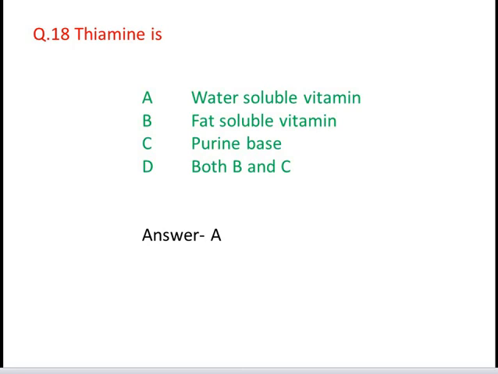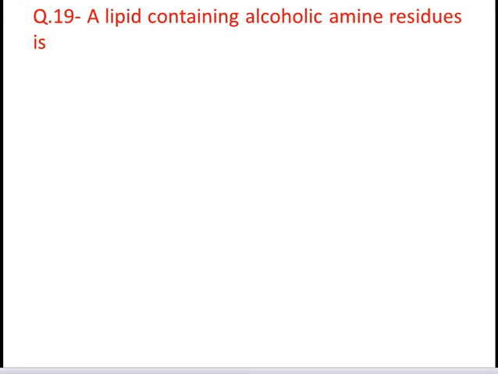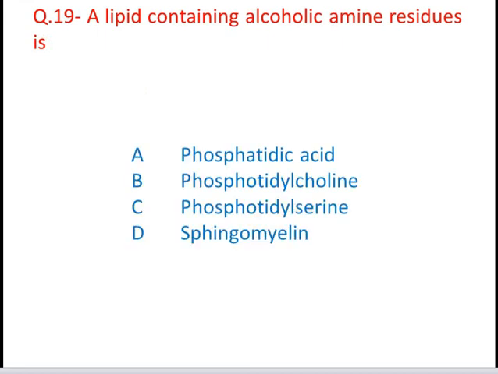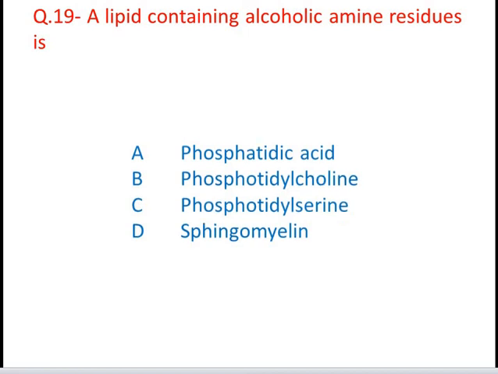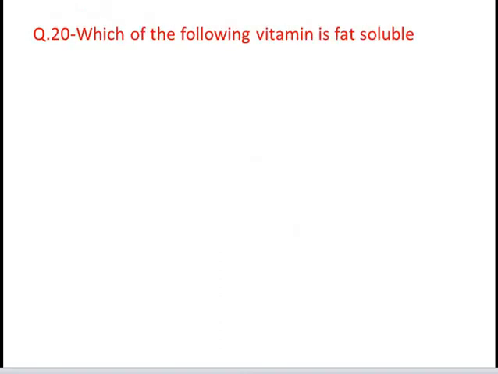The next question is, a lipid containing alcoholic amine residue is A. phosphatidic acid, B. phosphatidylcholine, C. phosphatidylserine and D. sphingomyelin. Yes, the correct answer is D, sphingomyelin. All the three, phosphatidic acid, phosphatidylcholine and phosphatidylserine, are examples of phosphoglycerides, whereas sphingomyelin possesses the alcoholic amine residue. And now you reach the last question.